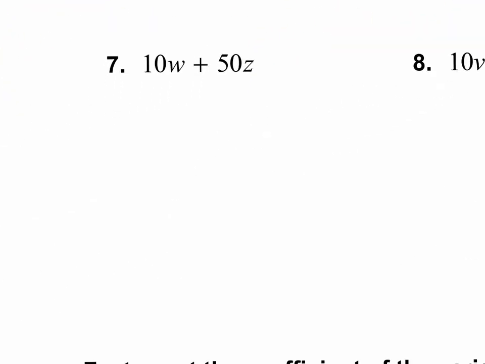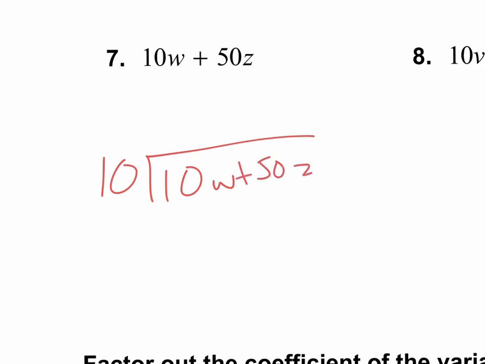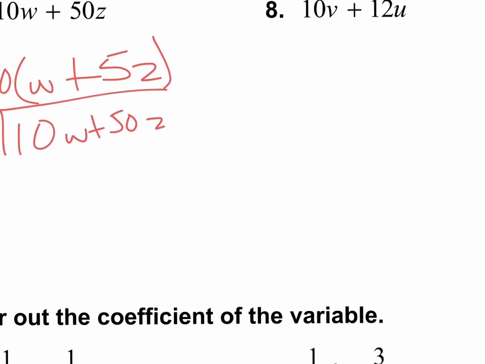Okay, moving on. Number 7. What's my greatest common factor between 10 and 50? It would be 10w plus 50z. 10w divided by 10 is just 1w, so just w. Bring up the plus sign, 50 divided by 10 is 5, and then you still have that z, parentheses, 10, and that would be my answer. You can go ahead and distribute and check it.